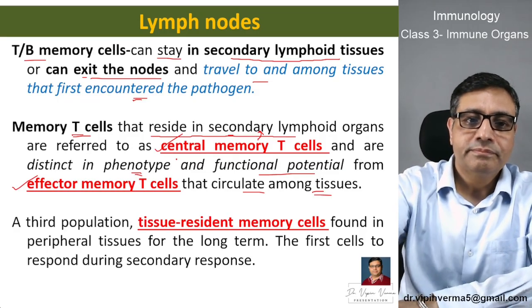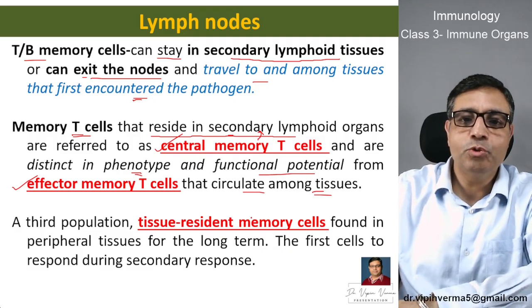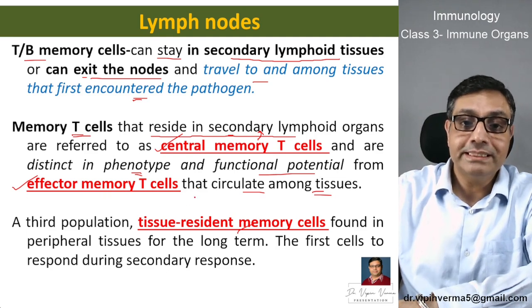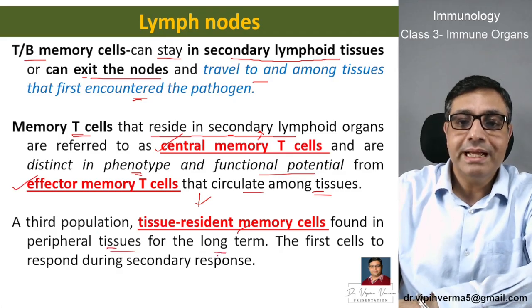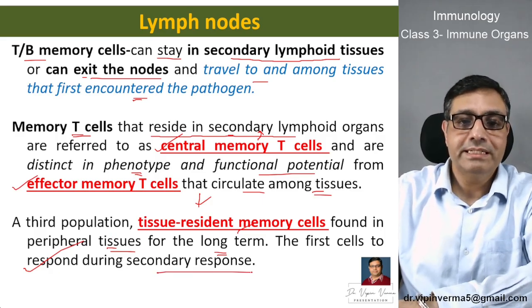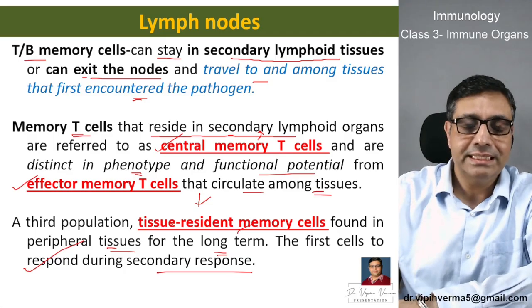The third population is the tissue resident memory cells. Some effector T cells, when they circulate among the tissues, remain resident in the tissue. These are found in the peripheral tissues for the long term, and these are the first responders during the secondary response. These memory cells are known as tissue resident memory cells.